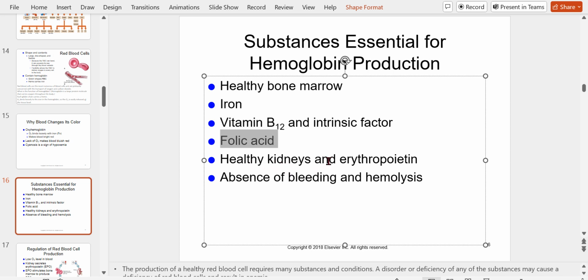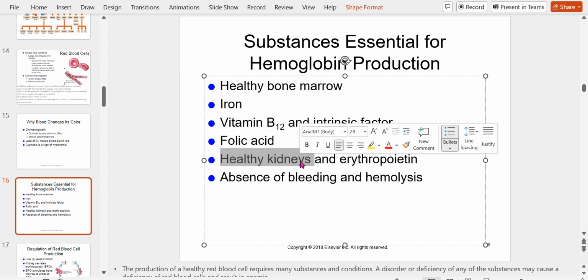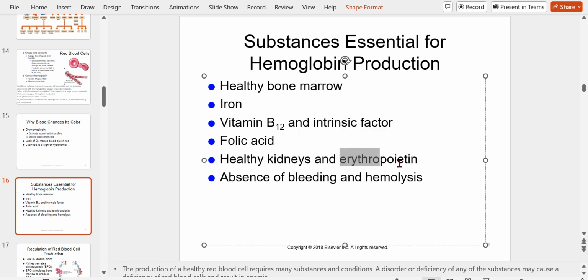Healthy kidneys, okay, and when we get into the kidneys, you're going to see that they're actually the big boss. They're the ones monitoring the blood. And if we need more blood, the kidneys are going to notice, and then they make a phone call over to the bones. And they tell the bones to start making more blood. There you go. Absence of bleeding and hemolysis. We'll get into that a little bit later.